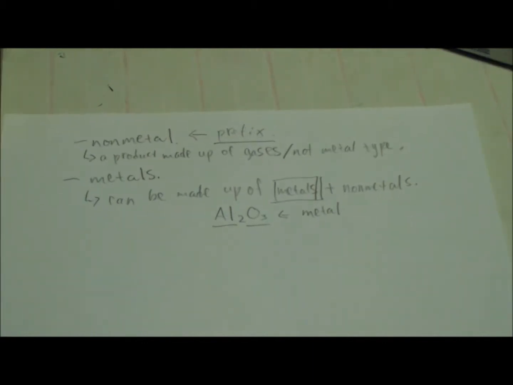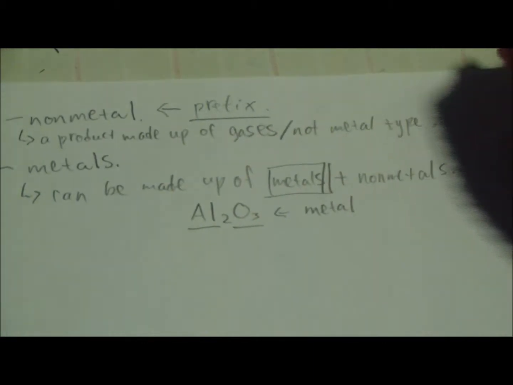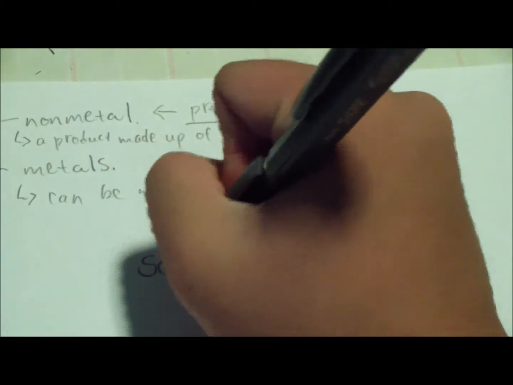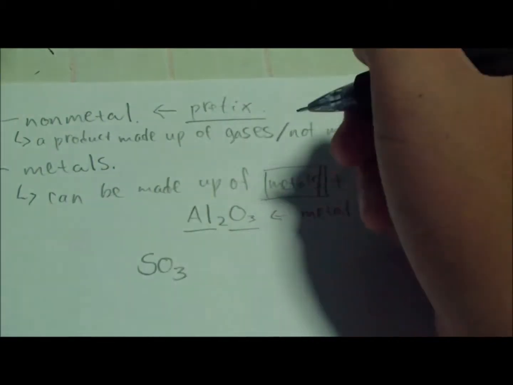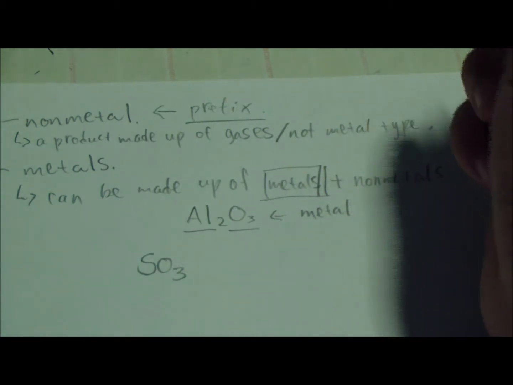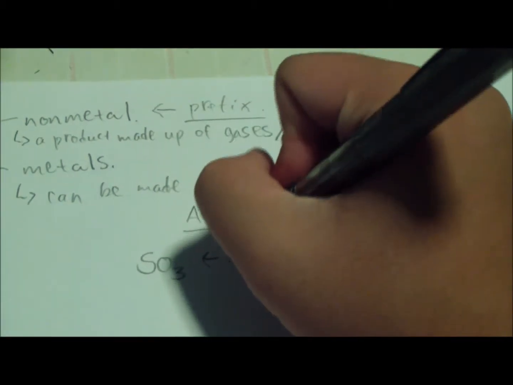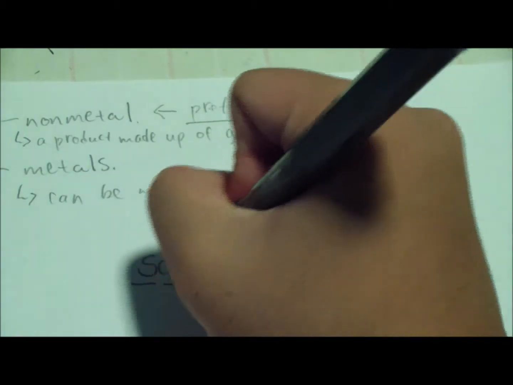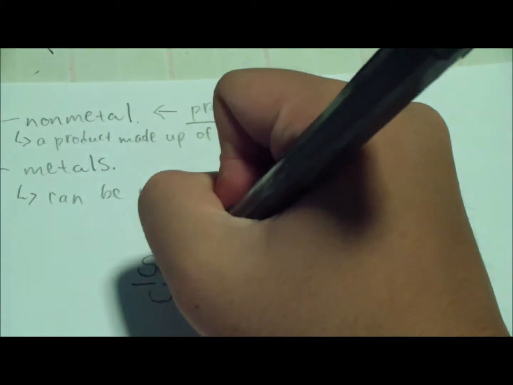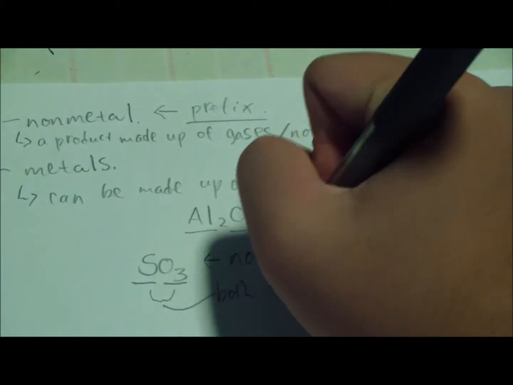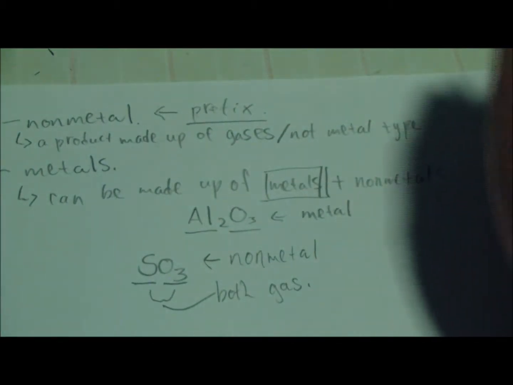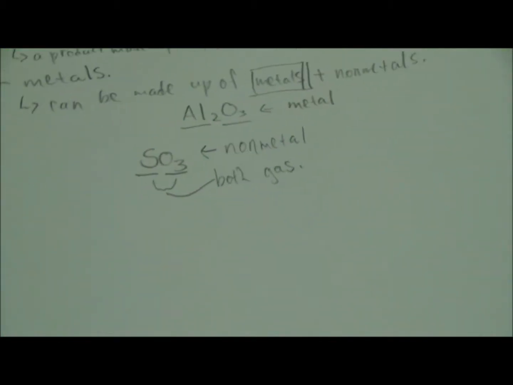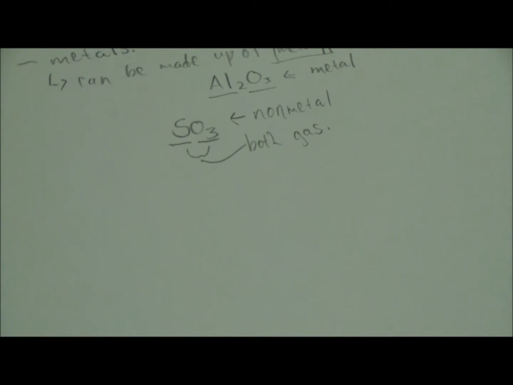Examples of non-metals would be SO3. There's no charge. That would be non-metal, because sulfur and oxygen are both gases. Okay, now we'll move on to the naming system. Now we know what's non-metal and metals.